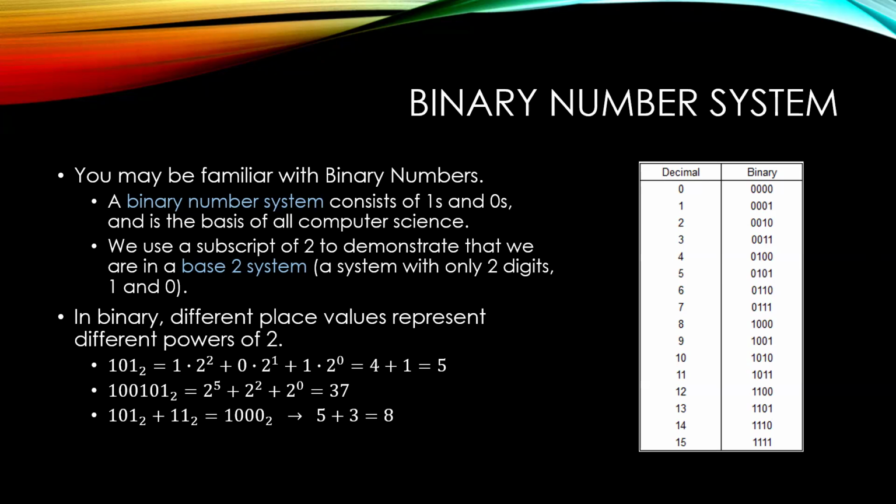We can do this with a number of others as well. Here we have 101 plus 11. It ends up being 1,000. And what that represents is 5 plus 3 equals 8. Turns out all of our number theory stuff works for binary as well, because number theory isn't really dependent on what system of numbers we are using.